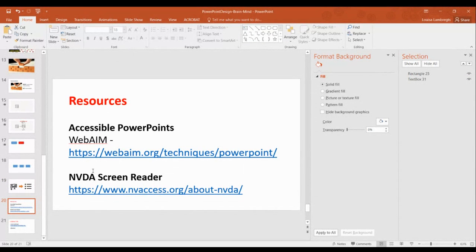Anyways, once again, there's no shortage of accessibility tips that you can get into, but certainly this website is a good resource. And also you can do a Google search for Microsoft and accessibility in PowerPoint, and they provide some of the technical how-tos of what you can do within PowerPoint.